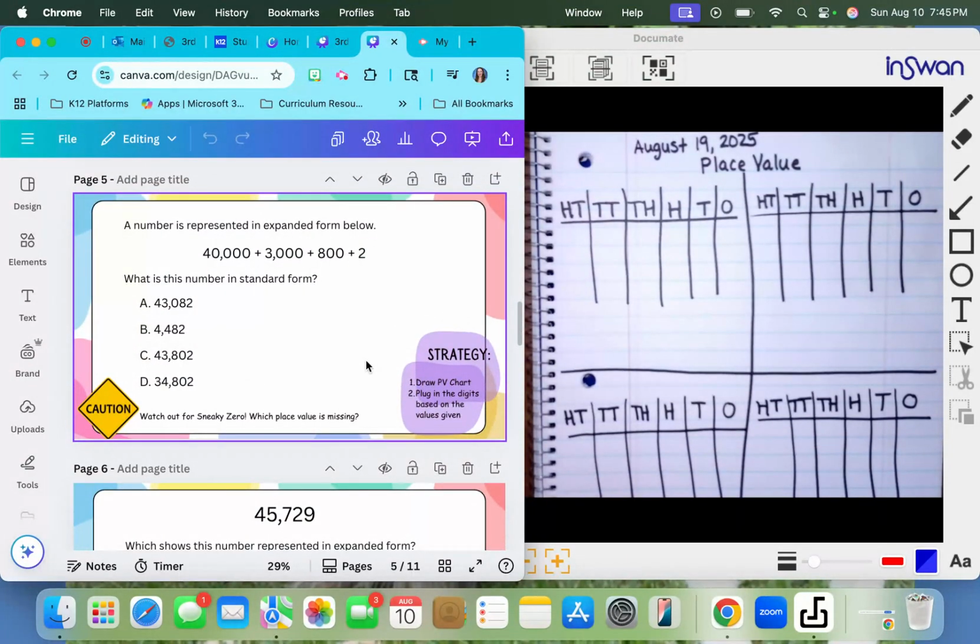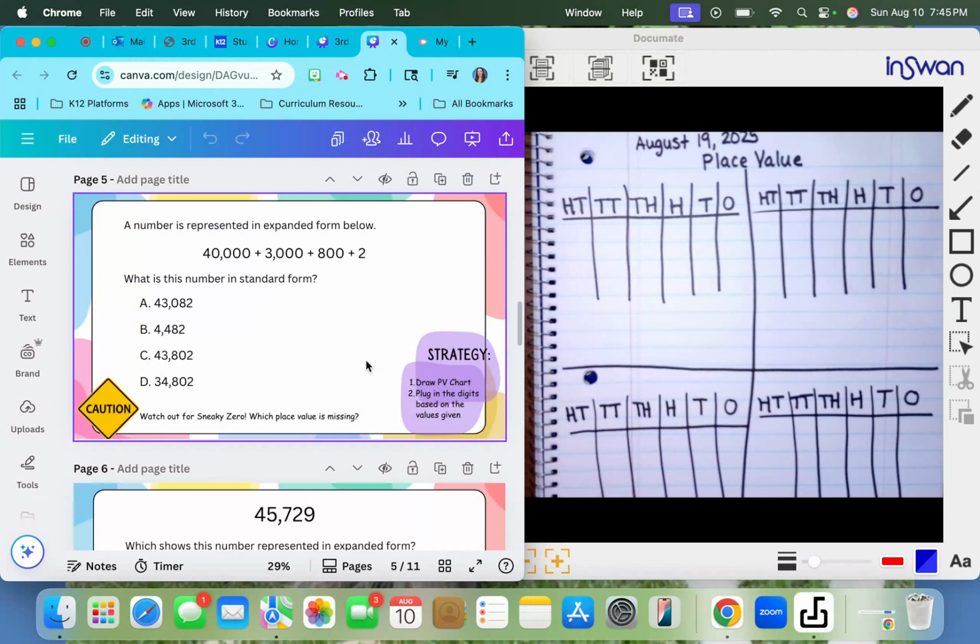Here we have our first question. A number is represented in expanded form below. 40,000 plus 3,000 plus 800 plus 2. What is this number in standard form? So when we see these values here, do you notice anything interesting? Anything you need to watch out for?